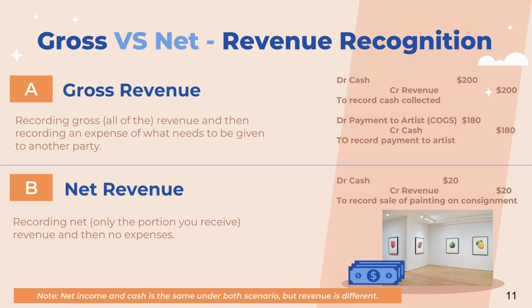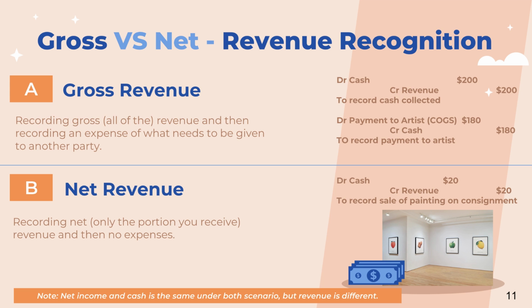So if we were the art gallery and we wanted to use the gross revenue method of recording revenue, we would record all of the revenues and then record an expense of what needs to be given to another party. So on the right, you could see journal entries of debiting cash for $200, crediting revenue for $200, and then you'll have cost of goods sold for $180 that we're going to pay back to the artist, and then cash going out for $180.